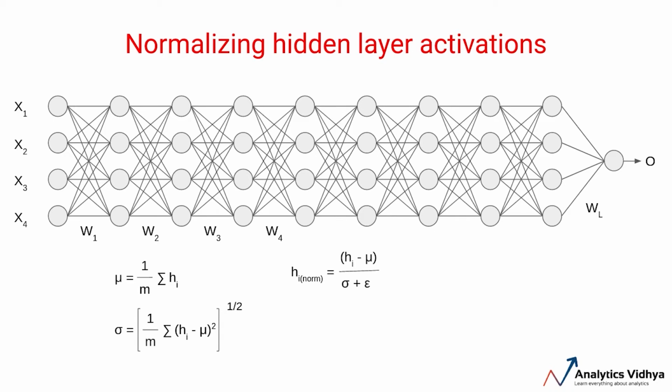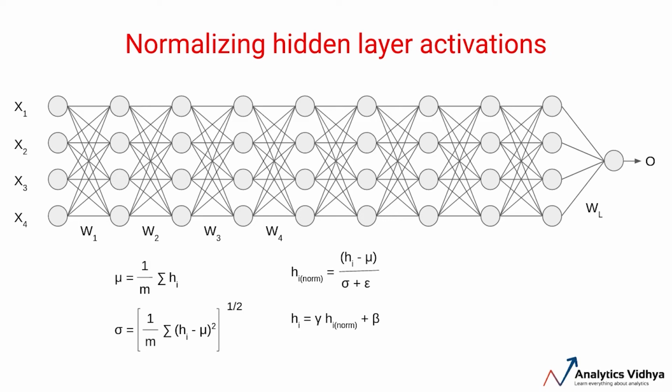However, we do not want all hidden layers to have the same distribution. So we add some learnable parameters to these normalized activations. So our hidden layer activations now become gamma times H normalized plus beta. Here gamma and beta are the learnable parameters of the batch normalization layer which are learned during the backpropagation process. This is how batch normalization normalizes the hidden layer activations and helps speed up the training process.